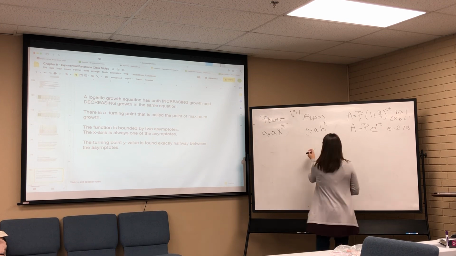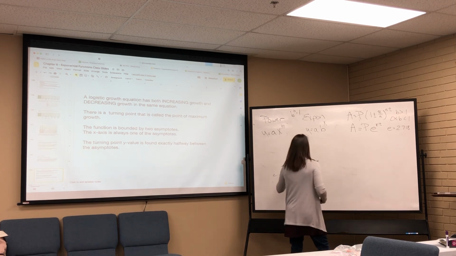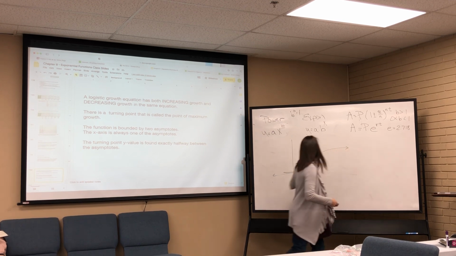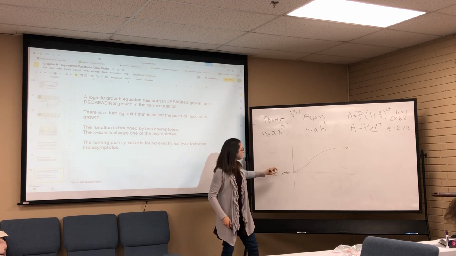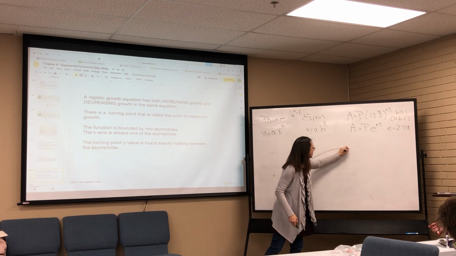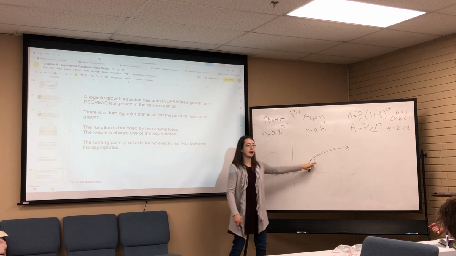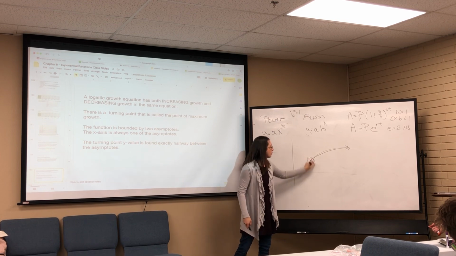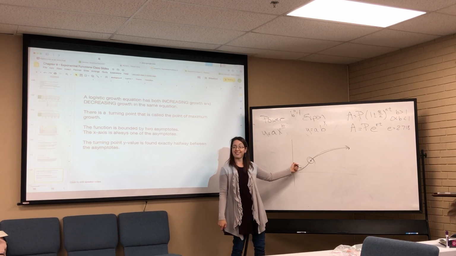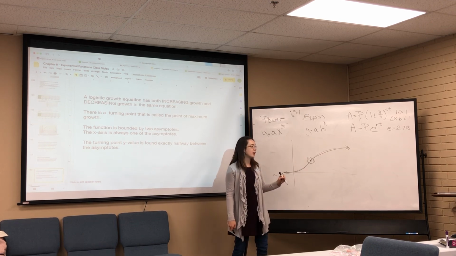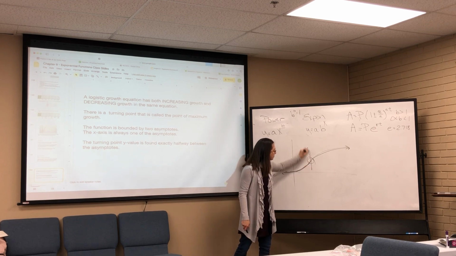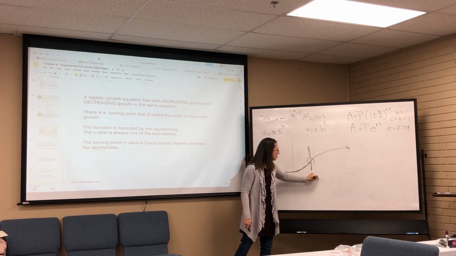Okay, so logistic growth is a graph that looks, not down, looks like that. Okay, it has both increasing areas and decreasing areas. You see how they're combined together? And there is a special point, I like to call it our turning point. It looks like a cubic equation. And there's this turning point of where you have maximum growth. So we're growing, and at this point, you have maximum growth.